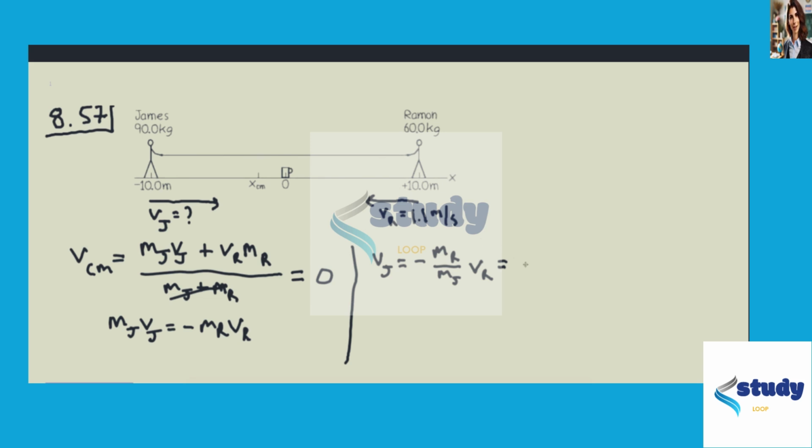So that gives us that James's speed is going to be positive 0.47 meters per second.